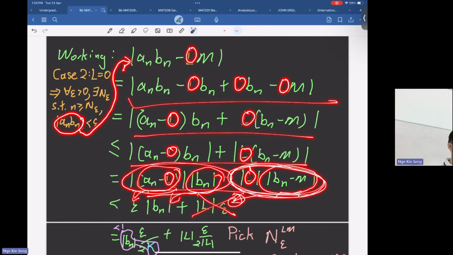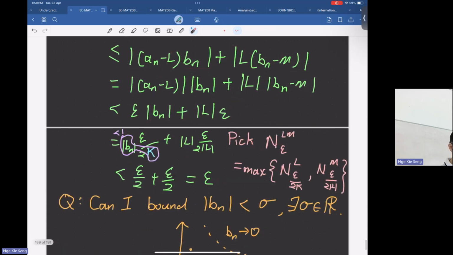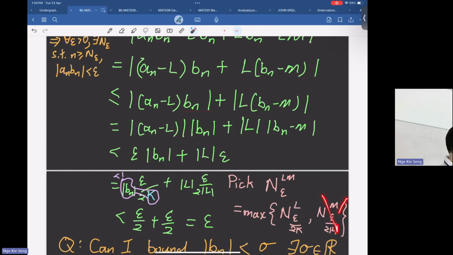So really, when you do it for L equals 0, you don't need to care about this term anymore. You can throw away this term. Just looking at the convergence of An is enough.